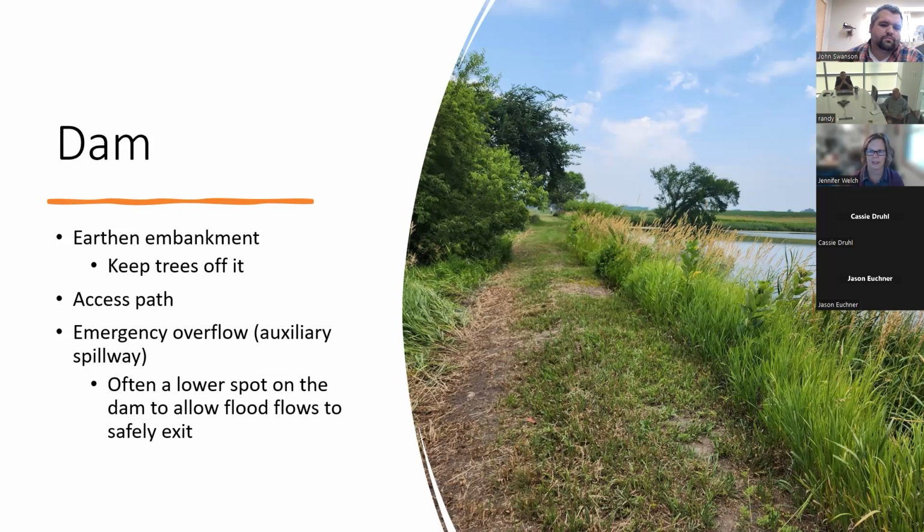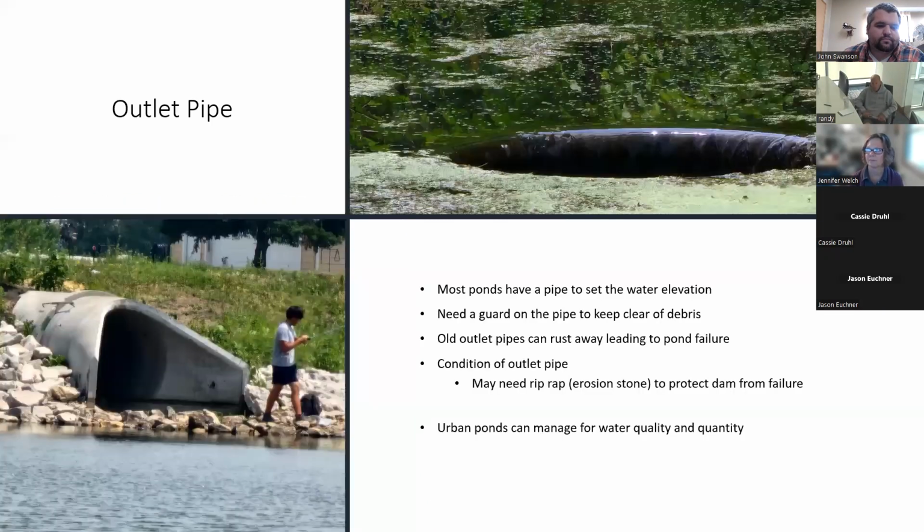event. And that is if the main spillway, which is usually an outlet pipe, is not able to take it all, so that we don't have water just going over the dam willy-nilly. We know where the water is going to go and we can protect for it. So those are some key terms that will help as we move forward.